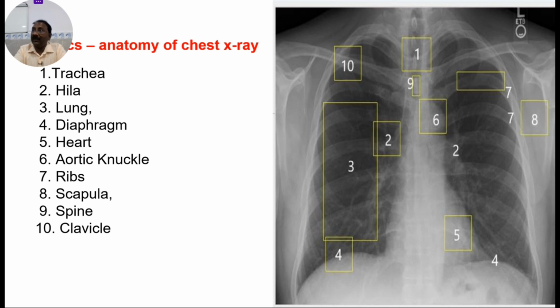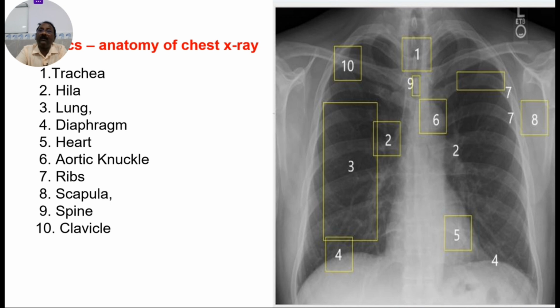Spine is very, very important in the AP and the PA view. You can concentrate on the spine for an over-penetrated film or under-penetrated film, and that spine will help you a lot.